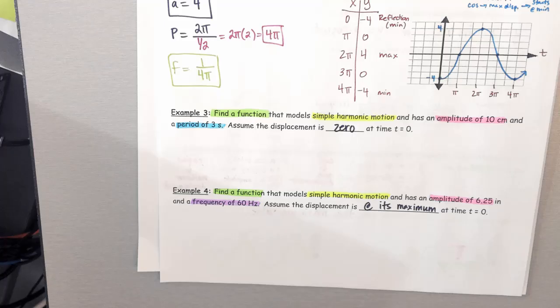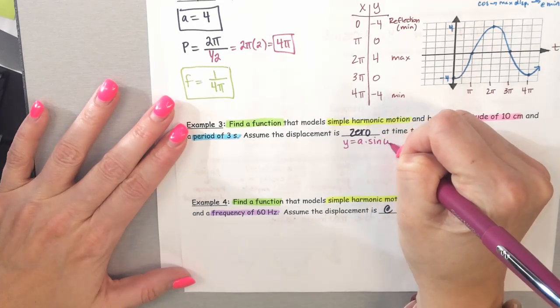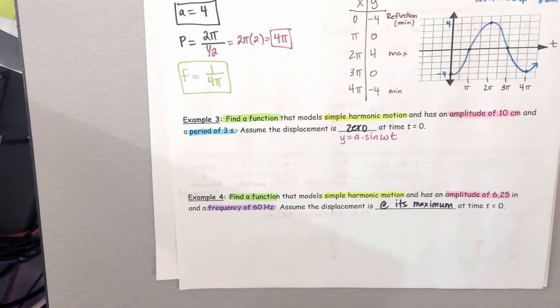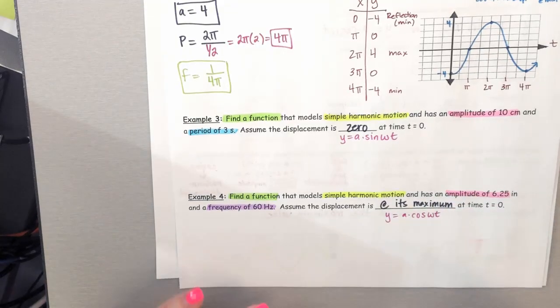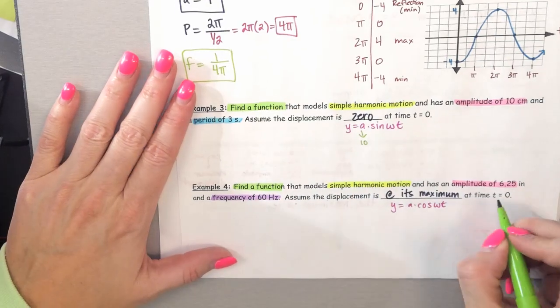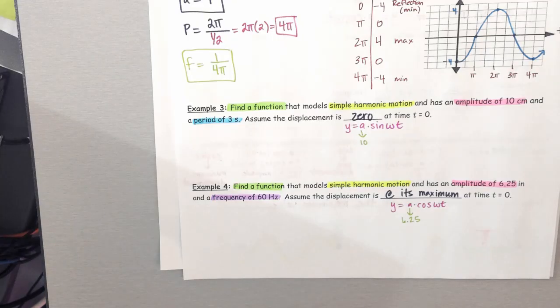When they tell you that the displacement is 0, what does that mean about your function? Yeah, it's going to be a sine function. So if it is 0, then you have to use a times the sine of omega t. The only things we need to make the function are a and omega. If it's the maximum, it's going to be cosine, and again, you need a and omega. Well, they already give you the amplitude in both of them. The amplitude here is 10. Our amplitude for this one is 6.25. We have to find omega.